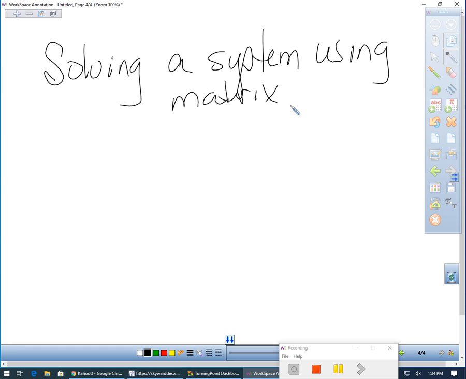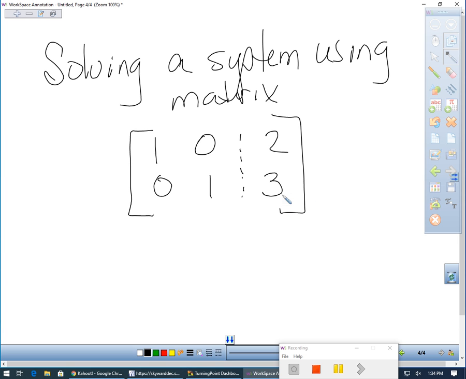When we get to the solution in your calculator, this is what the solution will look like. It will always have ones in the diagonal, zeros everywhere else, and then your answer in the very last column. So think about what I just wrote. What that means is that x equals 2 and y equals 3, right? Or you can write it as 2, 3 as our point. So when we get to the answer, that's what it's going to look like.